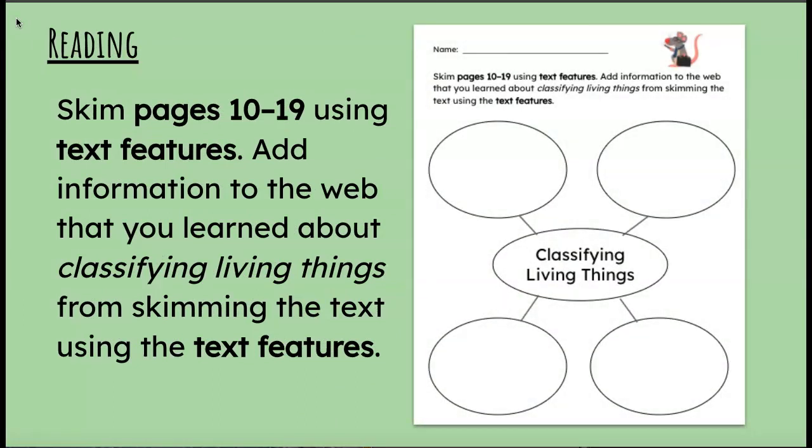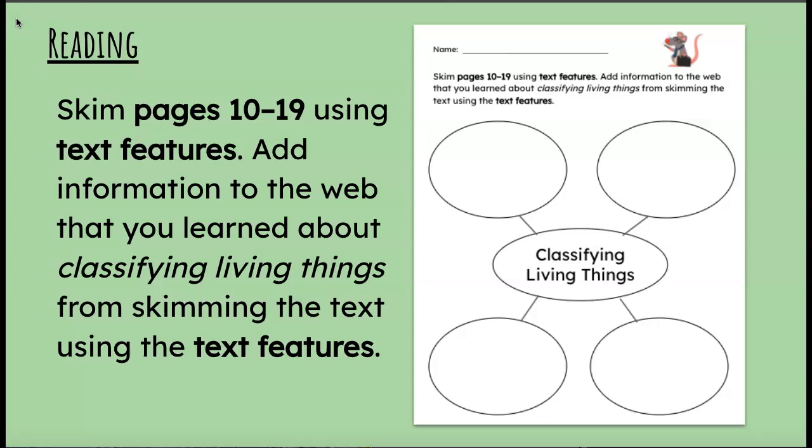You're going to skim, which means look over. You're not reading every word on those pages. You're going to look over pages 10 through 19. The dash means you're doing all those pages in between. So 10 through 19 using the text features.